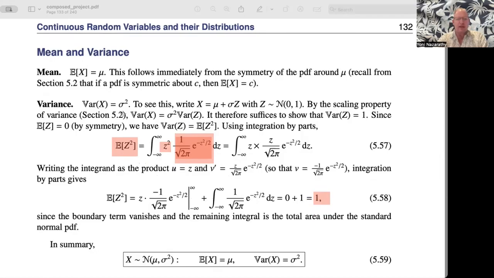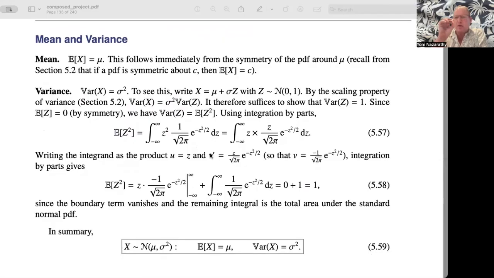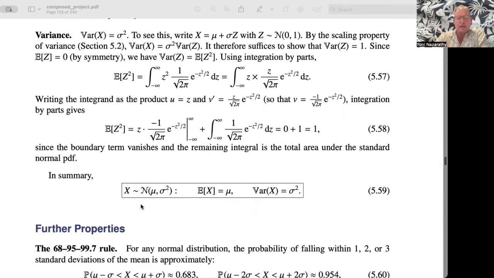That's for a standard normal. And then you can use the transformation rule of the variance to go from a standard normal to an arbitrary normal with variance sigma squared. You can do the same for the mean. So it actually takes a bit of work, and I recommend going through this work, that when you're given a normal with parameter mu and parameter sigma squared, the mean of that normal is mu and the variance is sigma squared.